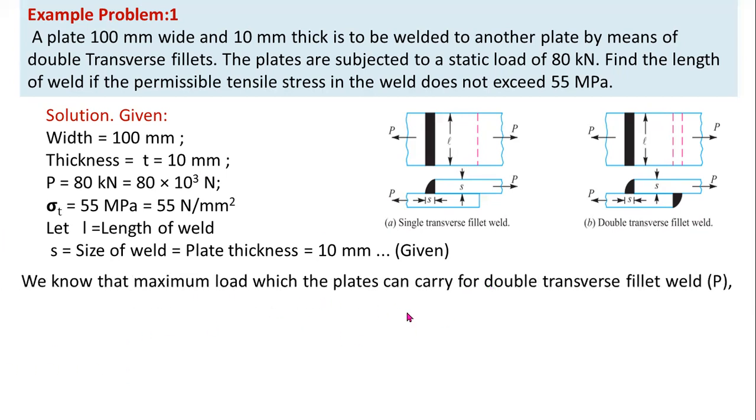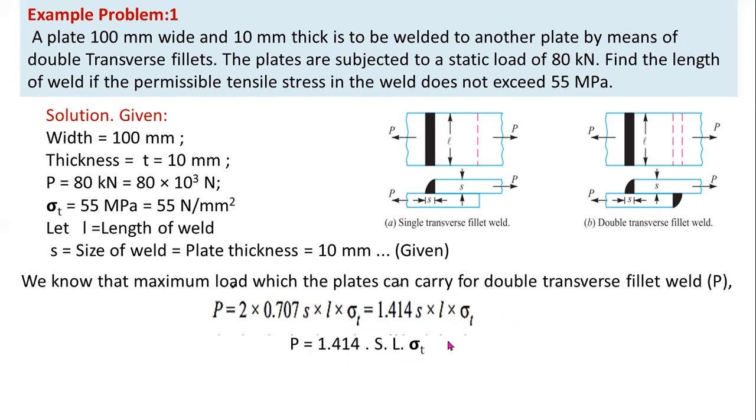We know the maximum load which the plates can carry for a double transverse fillet weld P. Already we know the formula. P is the resisting load or tensile load, equal to 2 for a double transverse fillet weld, into 0.707 S into L, which is the area of the weld, and sigma T is the tensile stress in the welding material. So finally, the tensile load P equals 1.414 S into L into sigma T.